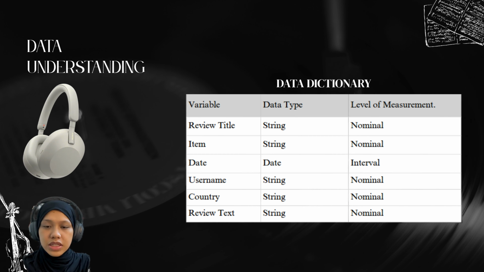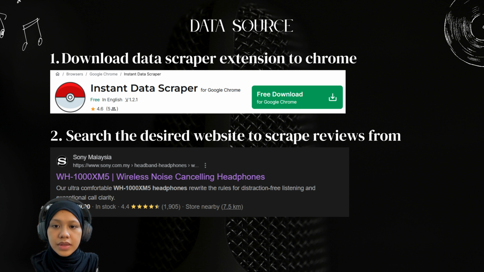Moving on to the data dictionary, we can see that 5 variables are of string data type, with only the date variable having a date data type. The level of measurement of the 5 variables is nominal, with the date variable being interval level of measurement. Okay, we will move on to the data source.